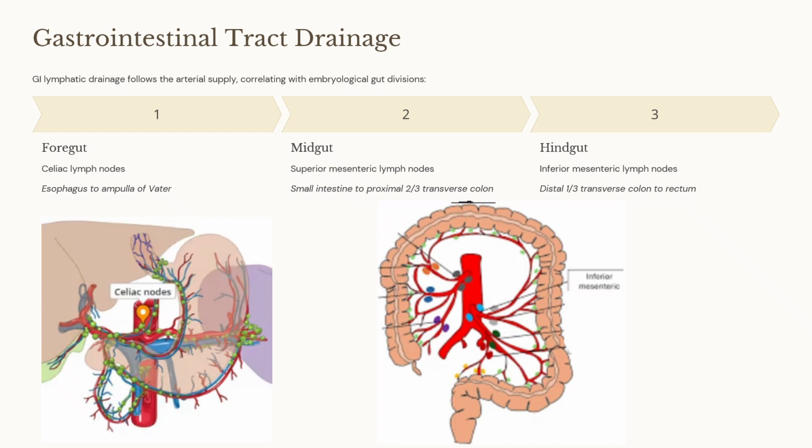Accordingly, the foregut, which is in close proximity to the celiac nodes, is drained by the celiac nodes. The midgut is drained by the superior mesenteric artery nodes, while the hindgut drains into the inferior mesenteric nodes.